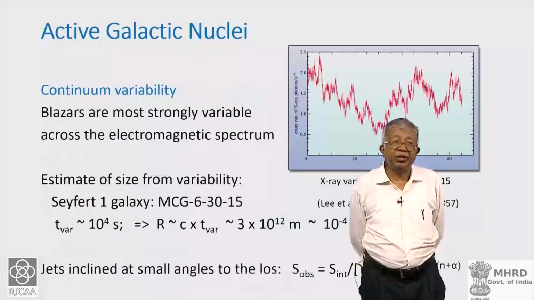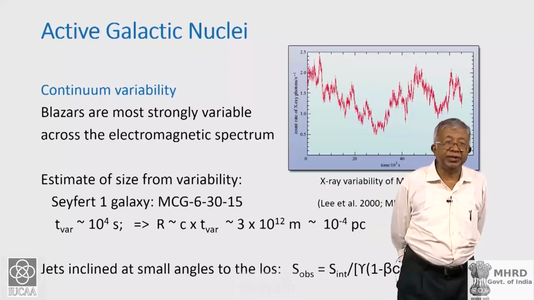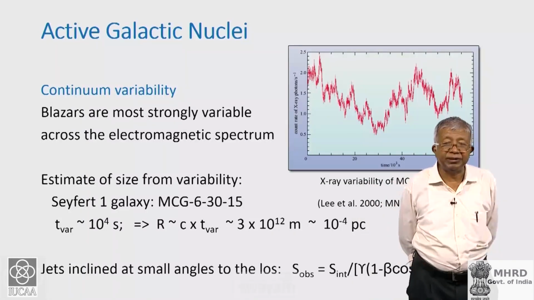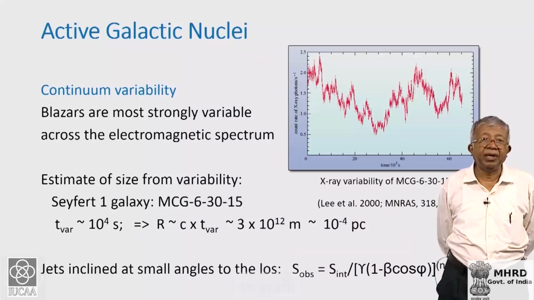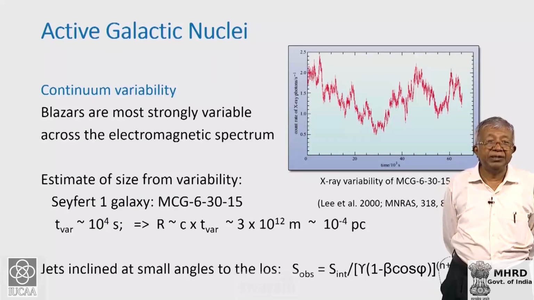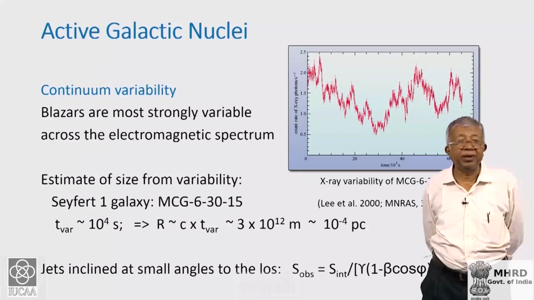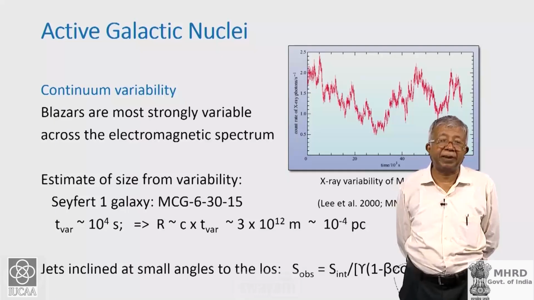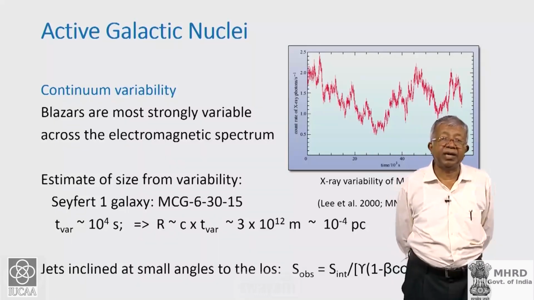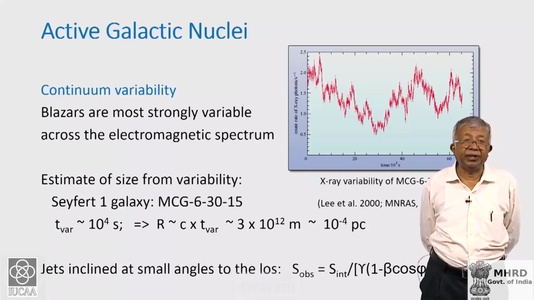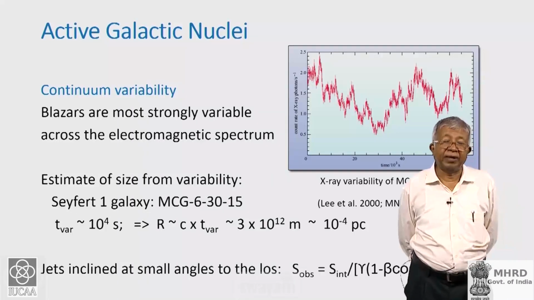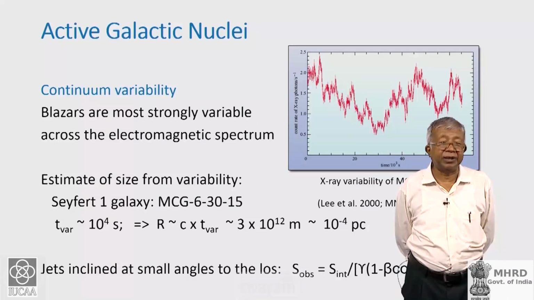I'll briefly mention variability, which was mentioned as one of the characteristic signatures of AGN. Blazars are amongst the most strongly variable, and they're variable across the electromagnetic spectrum. They shine out at the highest energies and they're extremely variable.